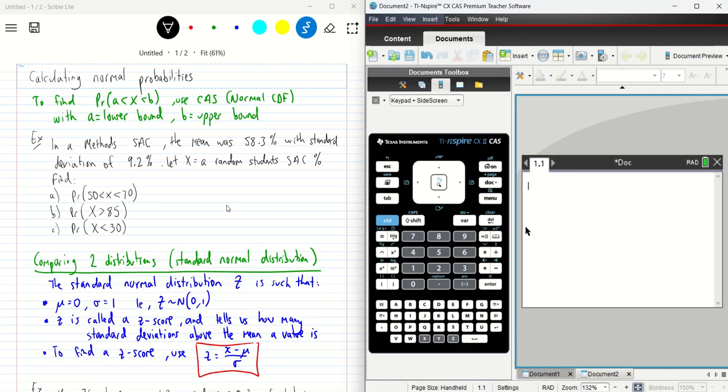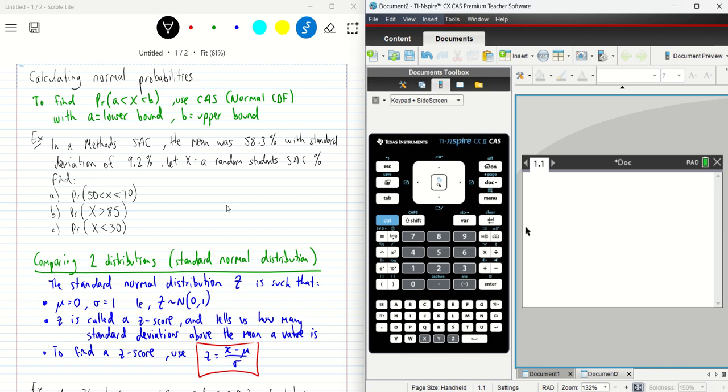And so what we normally do is we normally use the probability density function. That was the function that we looked at yesterday, in the previous video. And the calculator can do that all for us. It just integrates that function between A and B, so between a lower bound and an upper bound.